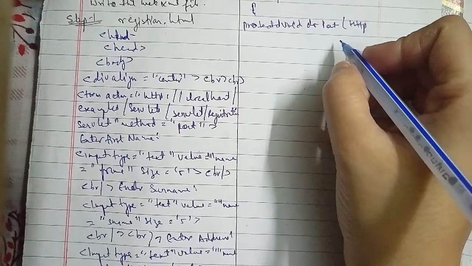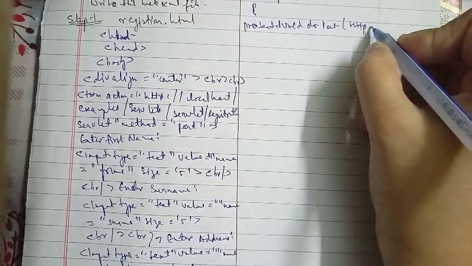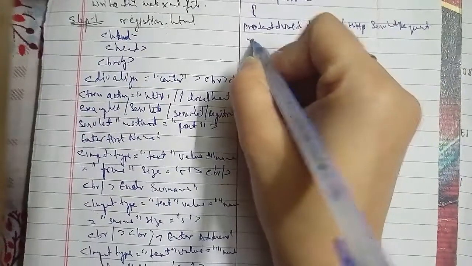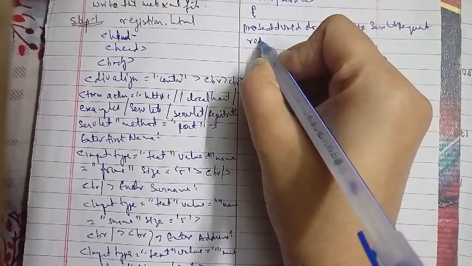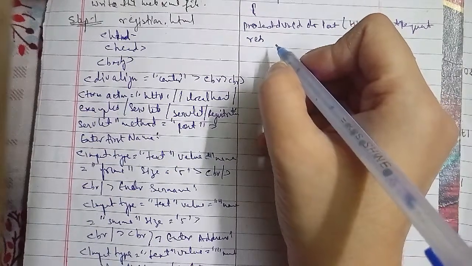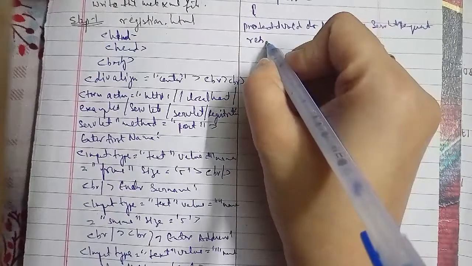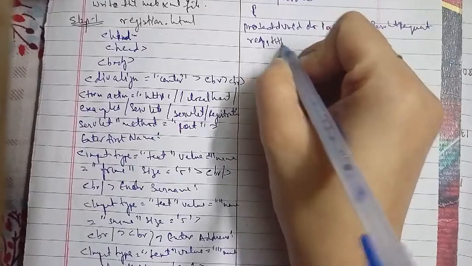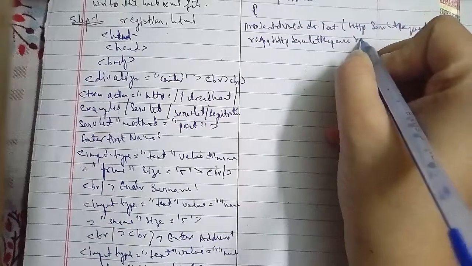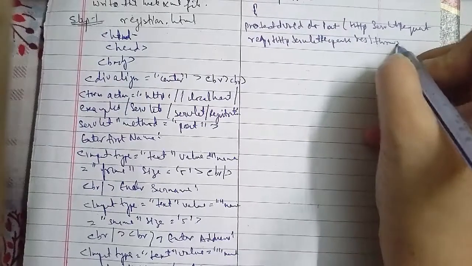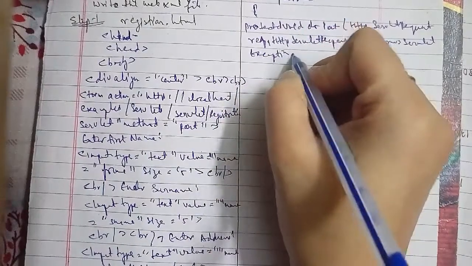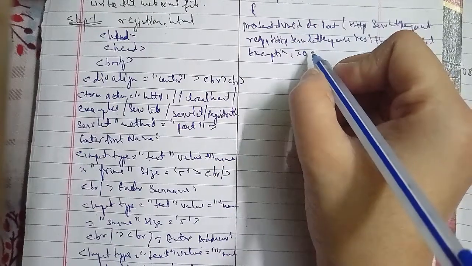Now for the protected void doPost, that is HttpServletRequest req, and then after that we have a comma, HttpServletResponse res, throws ServletException, IOException. Here we'll go ahead with IOException.